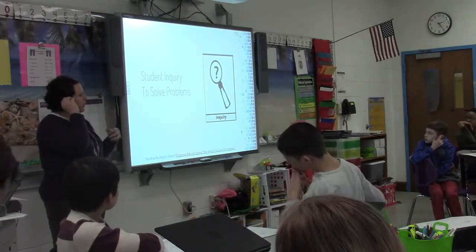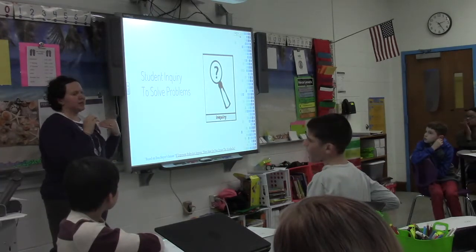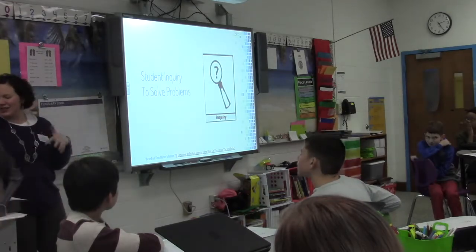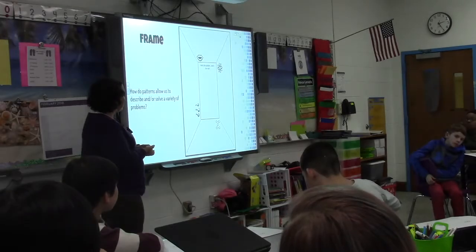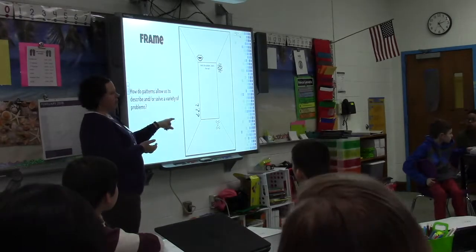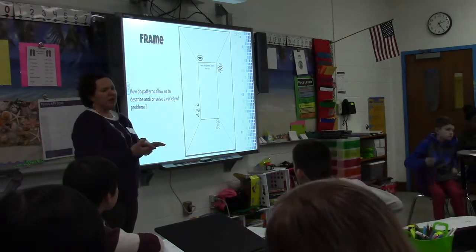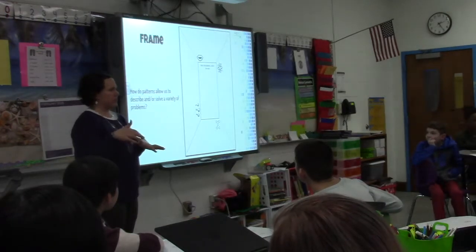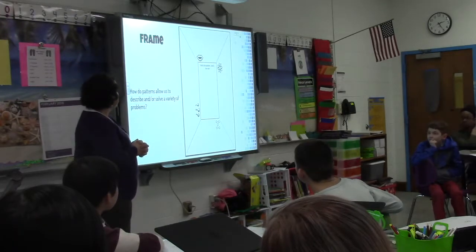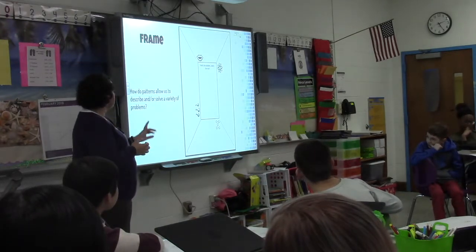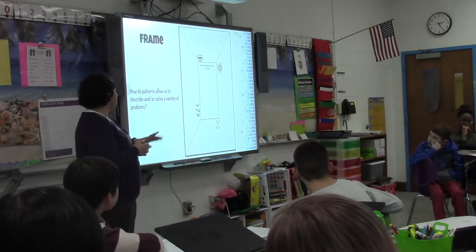But we're going to have you work together and explore. I see some heads nodding when I said that, to make those connections. So you're going to be using a frame first. And we have them work together at tables. Okay. And so think about how do patterns allow us to describe and or solve a variety of problems.